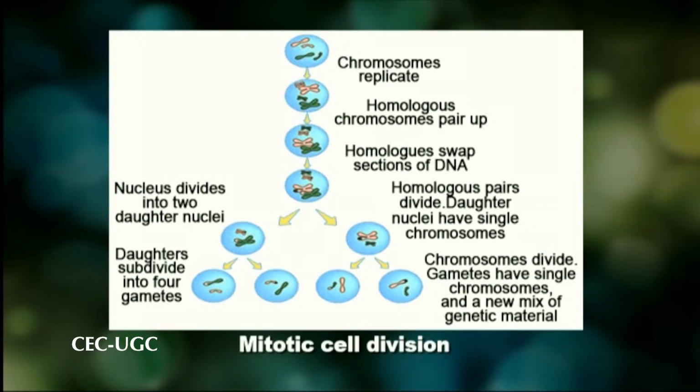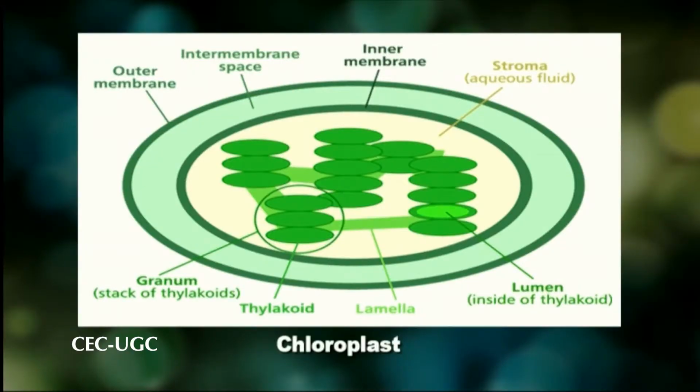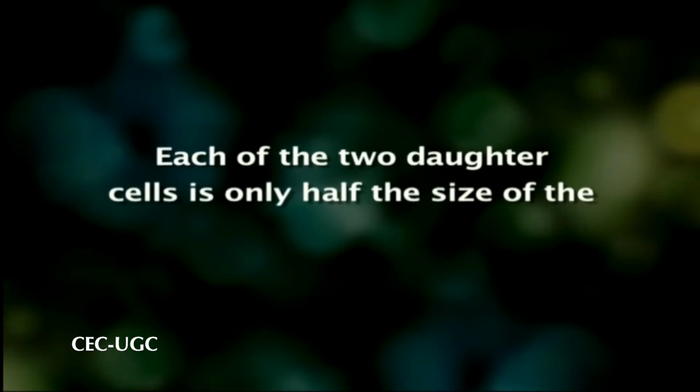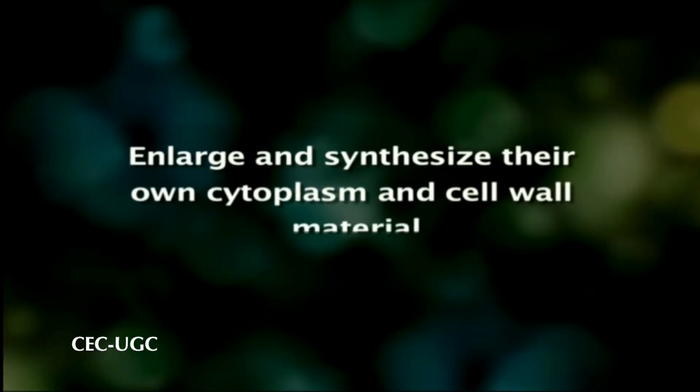Growth as a result of division is based on mitotic cell division. In the stage of mitosis, each chromosome splits lengthwise into 2 homologous chromatids, which then pass equally into daughter cells. Certain cell organelles, like chloroplasts and mitochondria, apparently duplicate themselves. As a result of division, each of the 2 daughter cells is only half the size of the parent cell. These cells then proceed to enlarge and synthesize their own cytoplasm and cell wall material.